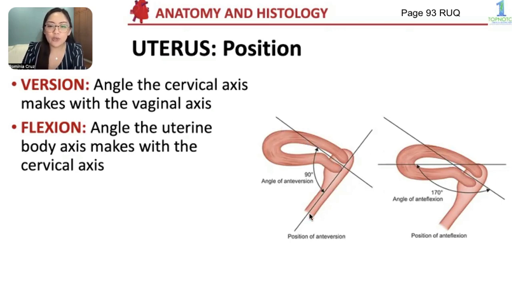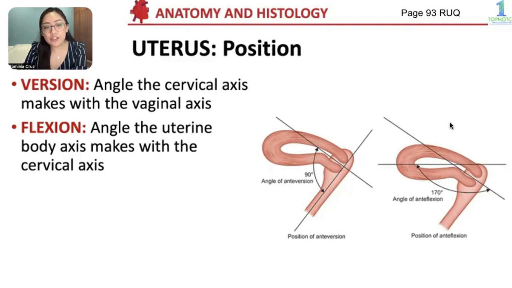So if it is bent forward, it is anteverted. And if it's bent backward to this axis, it is retroverted. Flexion, on the other hand, is the relation of the long axis of the uterine body to the long axis of your cervix. So if there's forward bending of the uterus along the axis of the cervix, that's what we call your anteflexion. And if it's bent backwards based on the axis of your cervix, that's called your retroflexion.